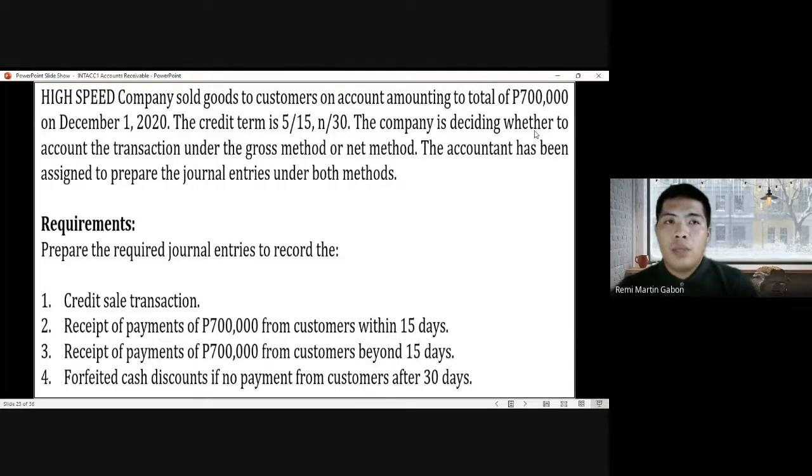The company is deciding whether to account the transaction under gross or net method. The accountant has been assigned to prepare the journal entries under both methods. The requirements: prepare journal entries for recording the credit sale of 700,000; the receipt of payments of the entire 700,000 from customers within 15 days; and for number 3, receipt of payments of the entire 700,000 from customers, this time beyond 15 days but within 30 days. Then last, recording of forfeited cash discount if no payment from customers even after 30 days. Okay?